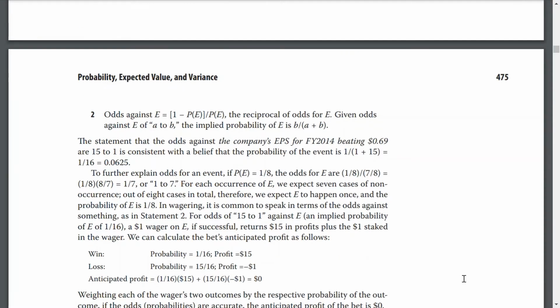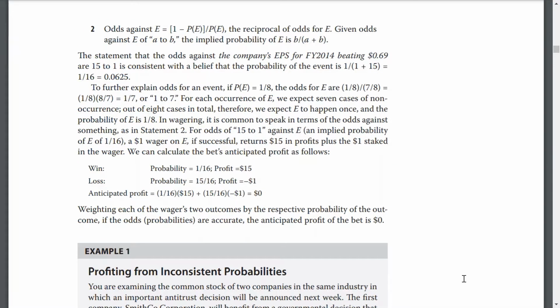Odds against E equal 1 minus P(E) divided by P(E), the reciprocal of the odds for E. Given odds against E of A to B, the implied probability of E is B divided by A plus B. The statement that the odds against the company's EPS for fiscal year 2014 beating 0.69 are 15 to 1 is consistent with a belief that the probability of the event is 1 divided by 1 plus 15, or 1 over 16, or 0.0625.